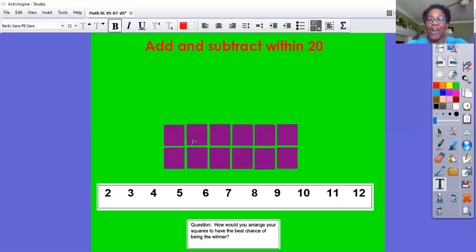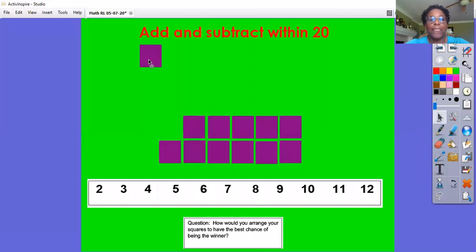Okay, all right. Now let's count to make sure we have all of our squares that we need. How many squares did they say we needed? That's right, 11. So let's go ahead and move up 11 squares.